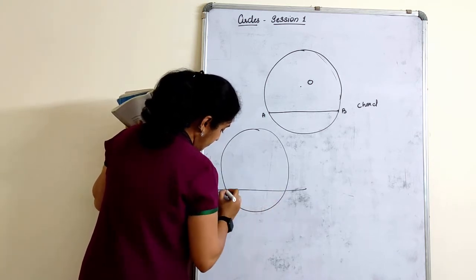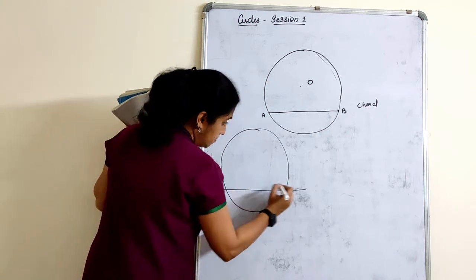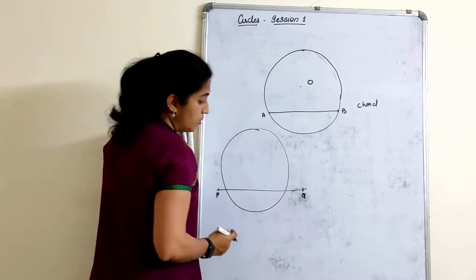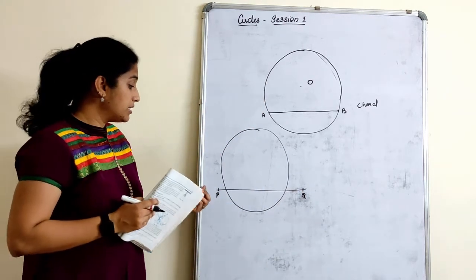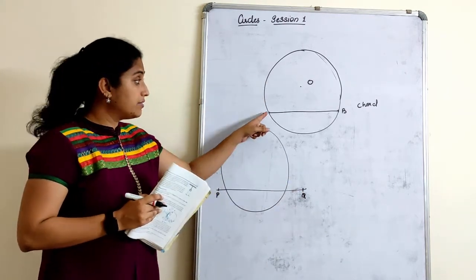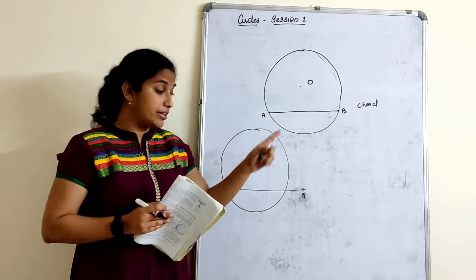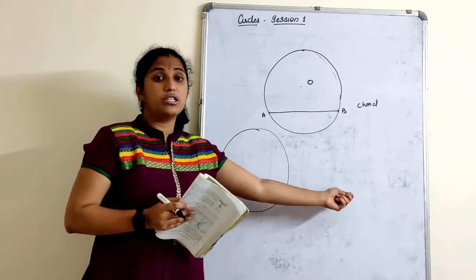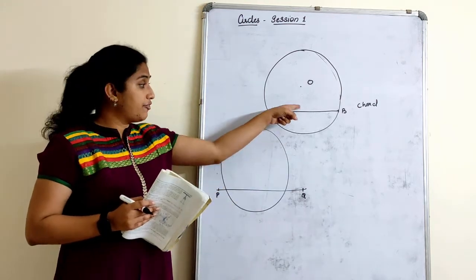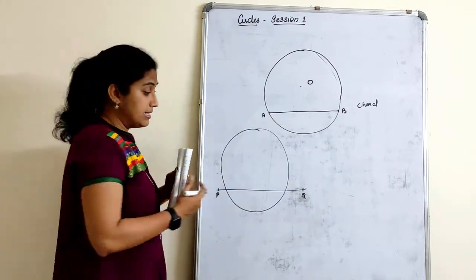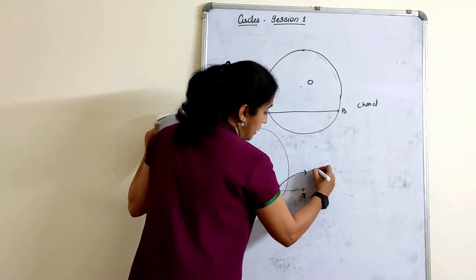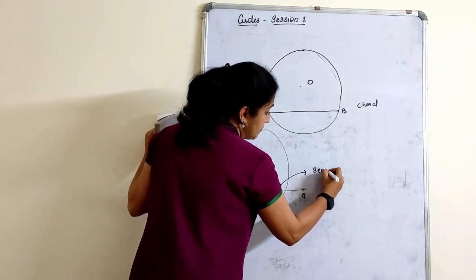I will draw another circle here. PQ. What is this PQ? PQ is a line segment. Now here it is exactly cutting at the circumference, but here it is a line which is passing through the circle. Is there a difference between this and this? Yes. This line is called a secant.